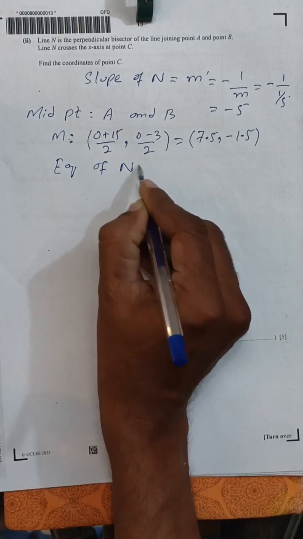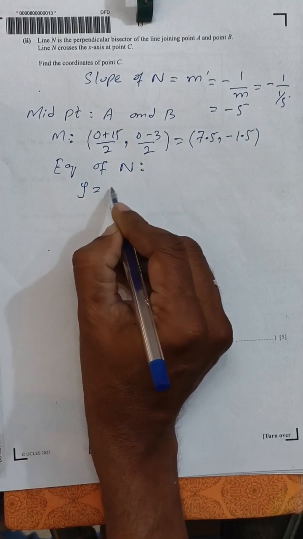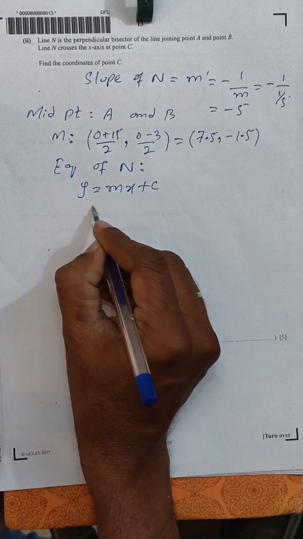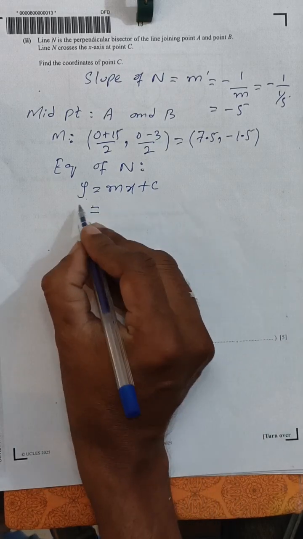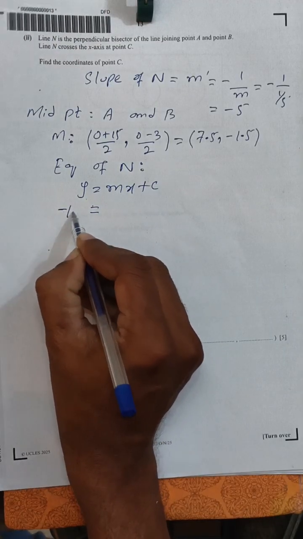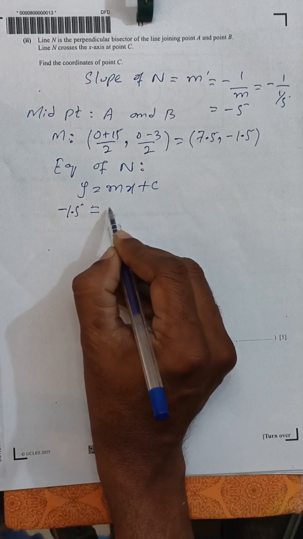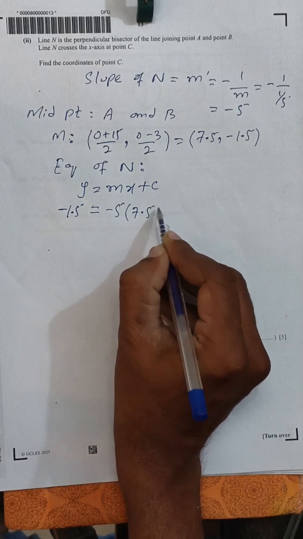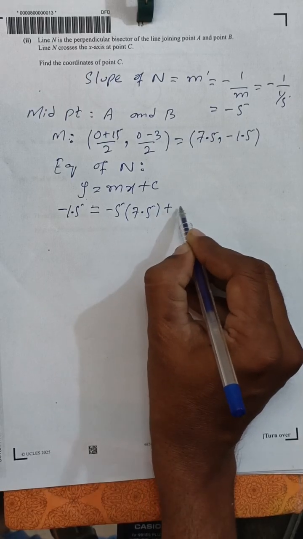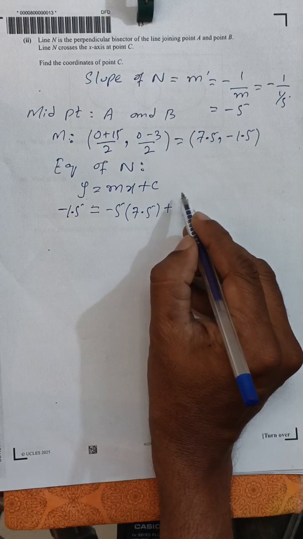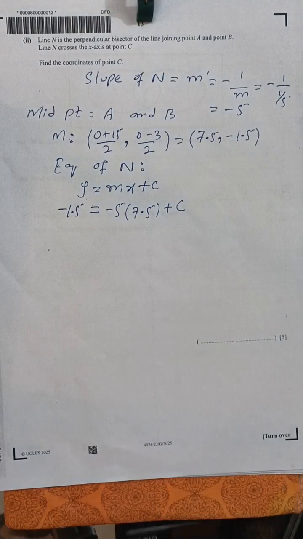Equation of the line: y equals mx plus c. So what about this one? Y is minus 1.5, m is minus 5, x is 7.5. What about the c? c is what?